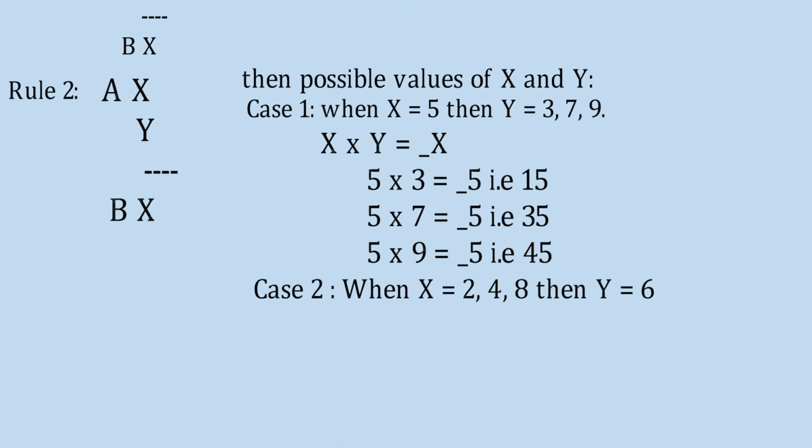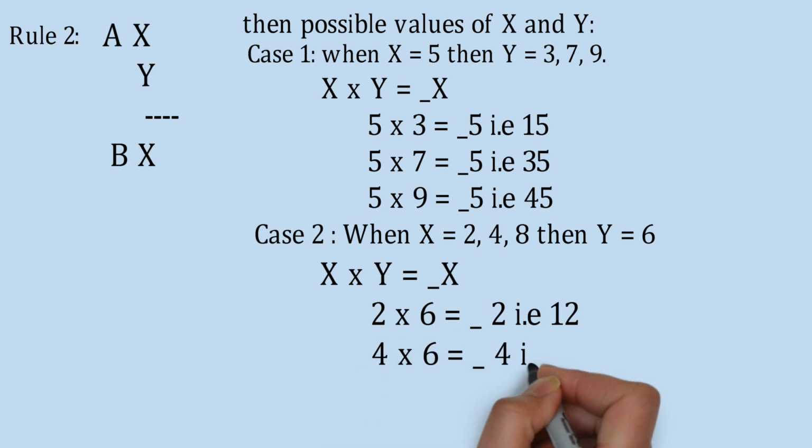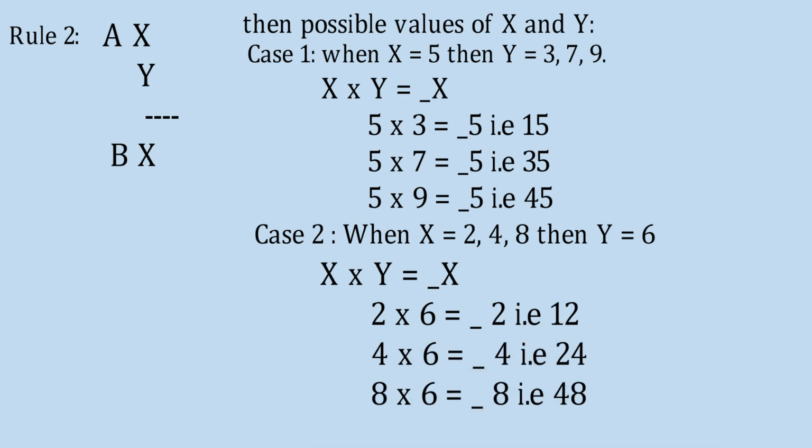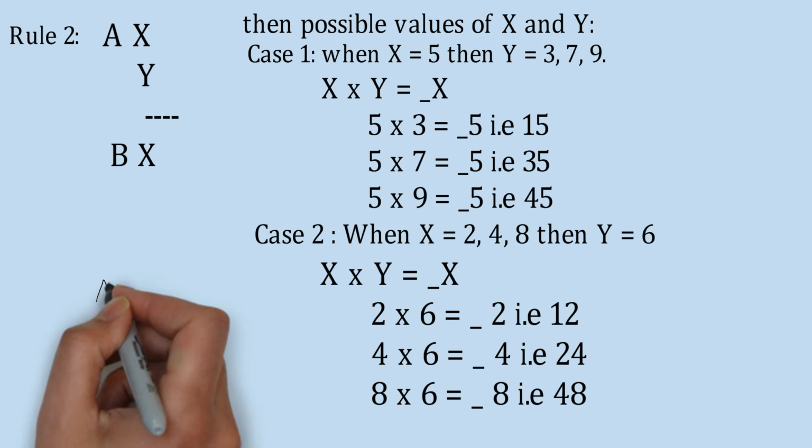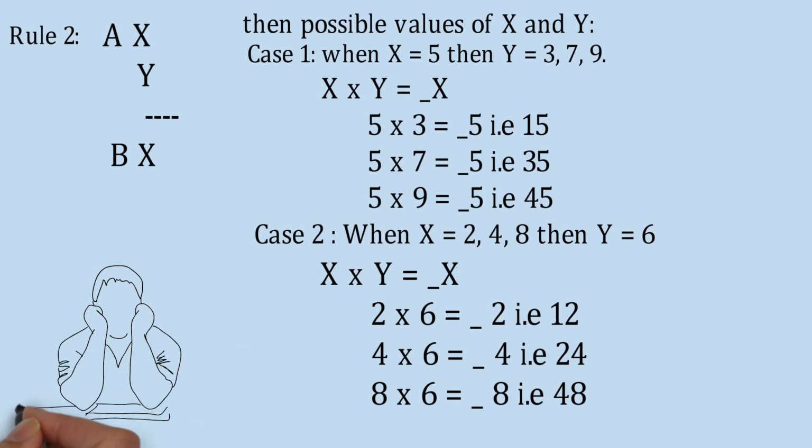Case number 2: when X equal to 2, 4 or 8, then Y equal to 6. In that case also X into Y will give X at the last digit. Like 2 into 6 will give 12, 4 into 6 gives 24, and 8 into 6 gives 48. So these two cases must be memorized in order to proceed further. You can pause the video here and take a minute to memorize them.